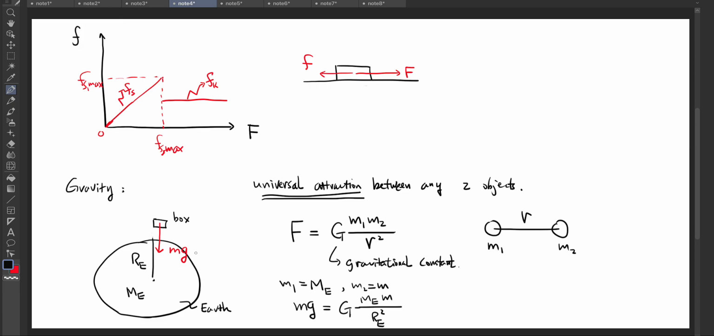And that equals mg. Since we're talking about their relation, we need to replace F by mg. They're exactly the same thing. So that would mean little g is given by capital G Me over Re squared. Again, that's the mechanism for generating this gravity. And in the future, I'm going to just draw this mg on the Earth's surface to represent the gravity acting on the box.